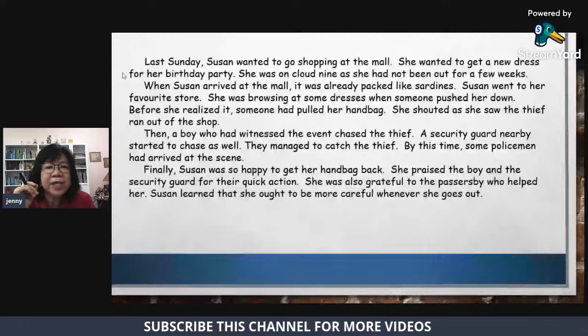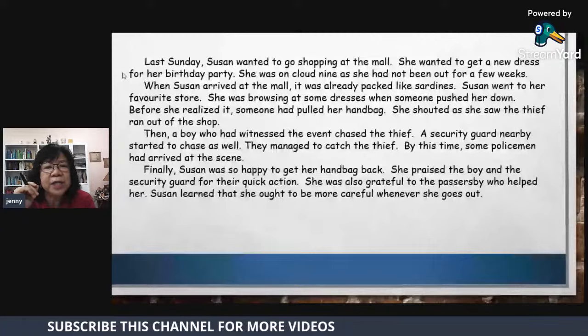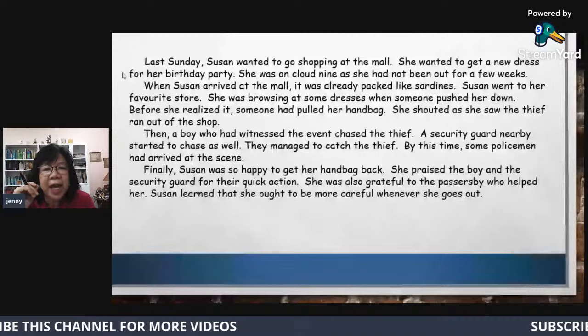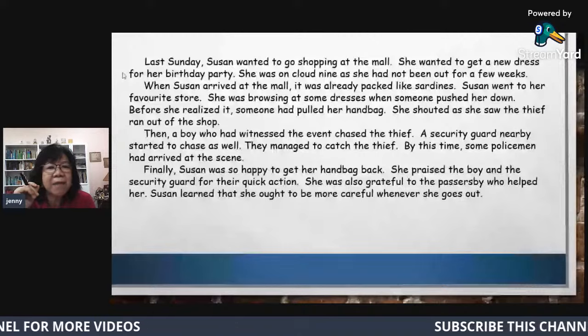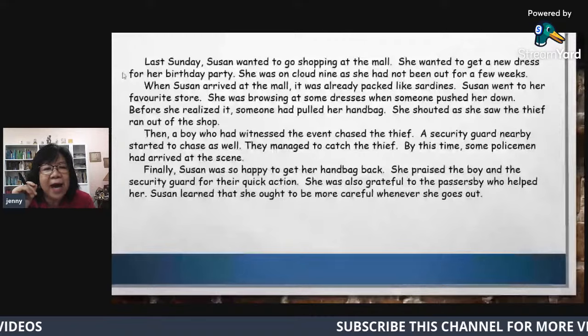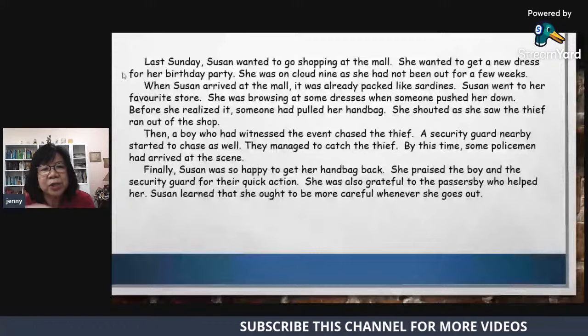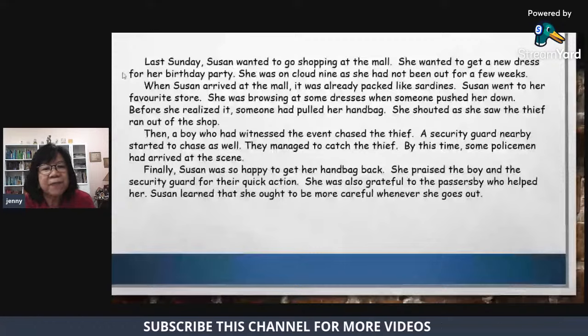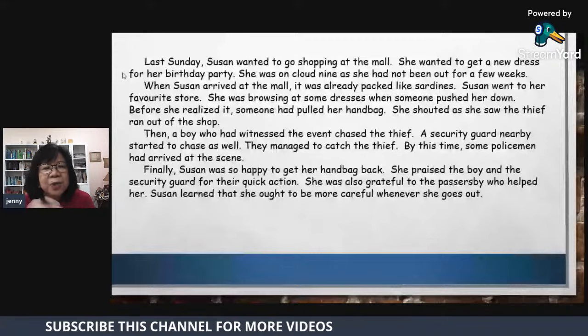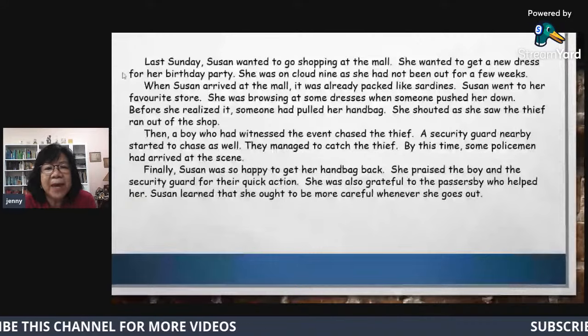The security guard nearby started to chase as well. They managed to catch the thief. By this time, some policemen had arrived at the scene. So they managed to catch the thief. Okay, finally now, Susan was so happy to get her handbag back.